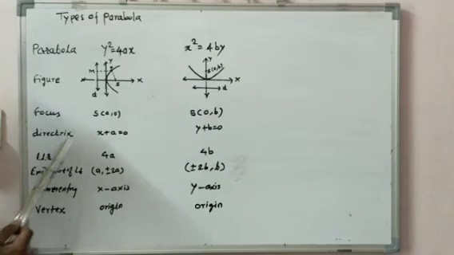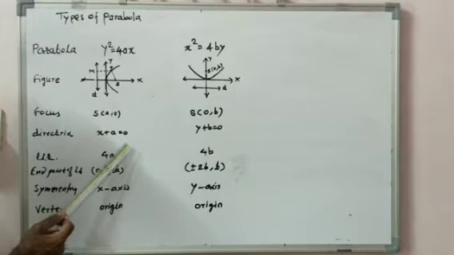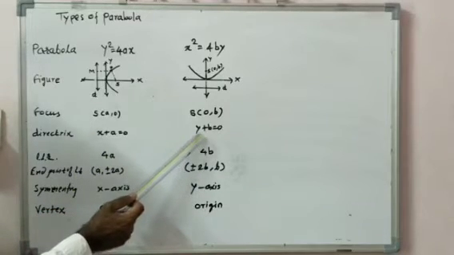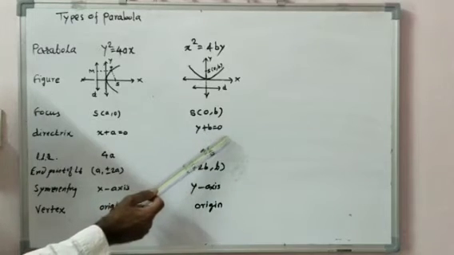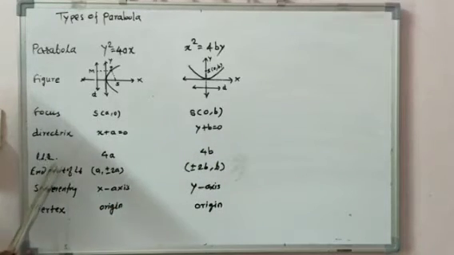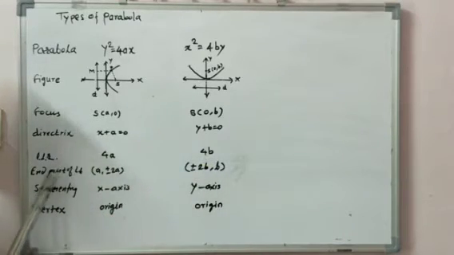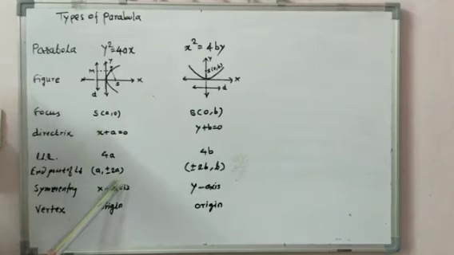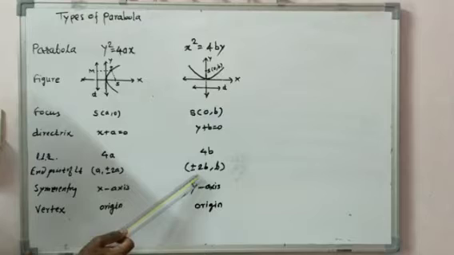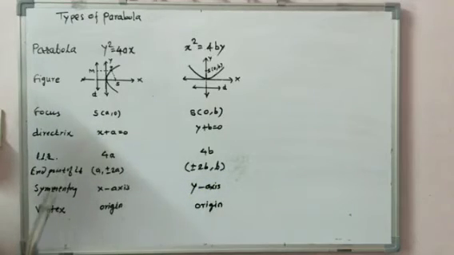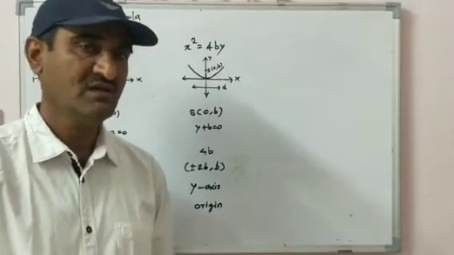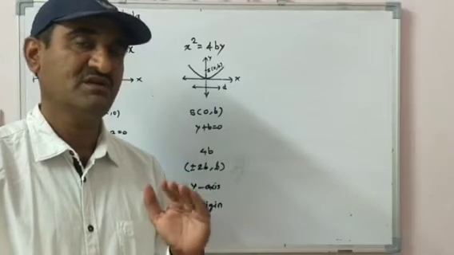The equation of the directrix of the first parabola is x plus a is equal to 0. Here the directrix of the second parabola is y plus b is equal to 0. Length of latus rectum, here 4a, in the second parabola 4b. End points of latus rectum, (a, plus minus 2a), here (plus minus 2b, b). Symmetry, here about the x-axis, here about the y-axis, and the vertex is at the origin for both parabolas. In this way, there is another parabola if we draw the symmetry about the y-axis.